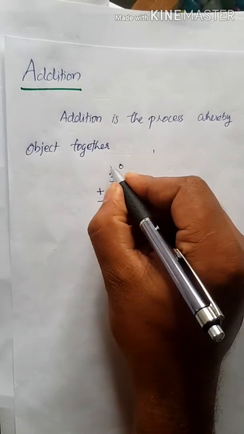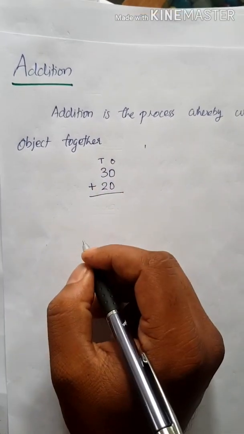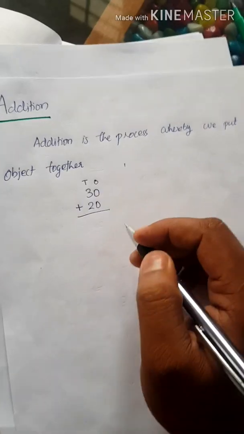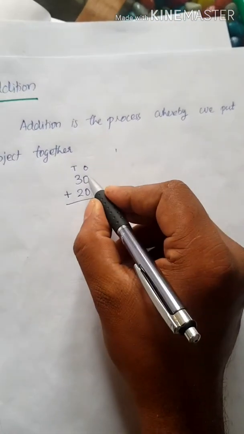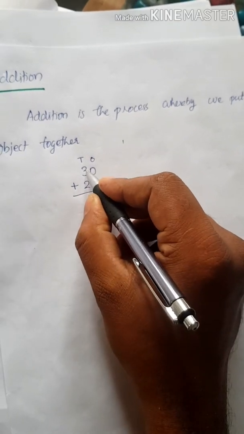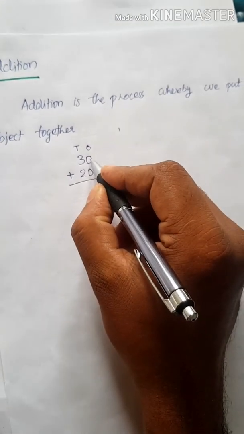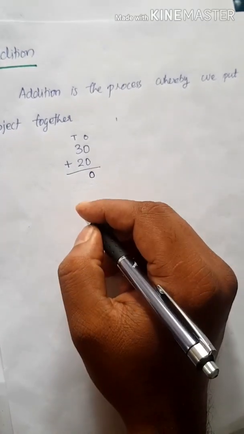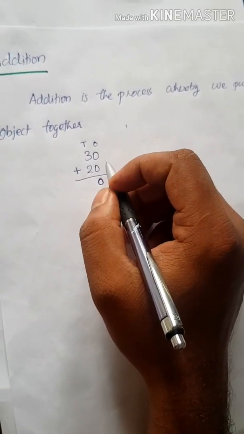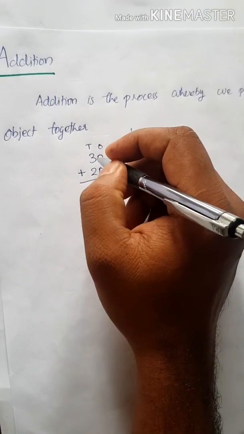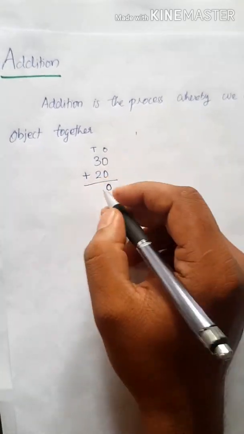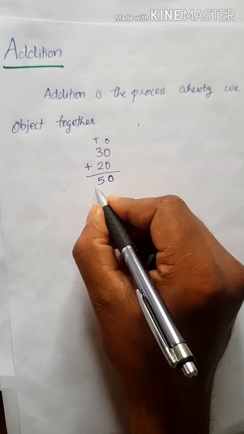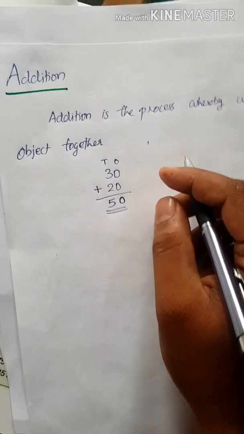This is ones and this is tens. Okay students, let us add ones first. 0 plus 0 is equal to 0. And next, let us add tens. 3 plus 2 is equal to 5. So here 5 tens and 0 ones. So this number is 50.